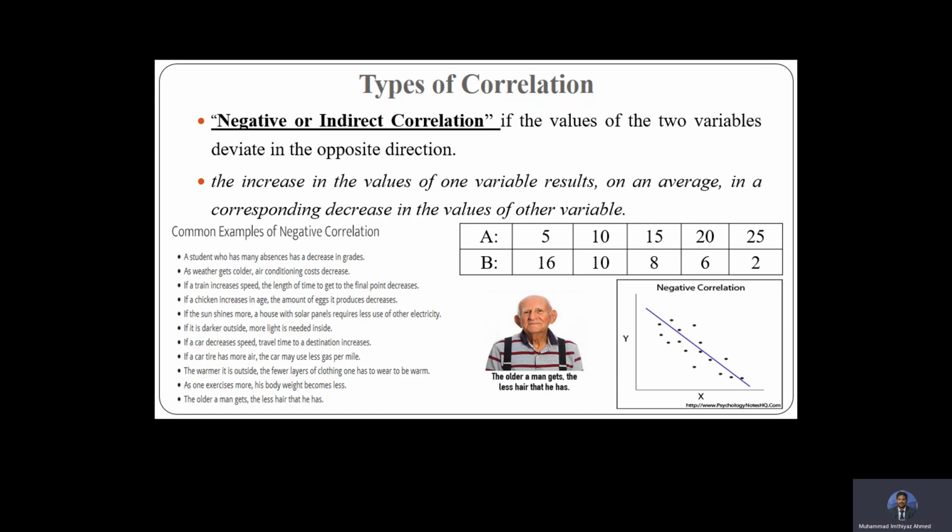One. Second example, weather gets colder, air condition cost decreases. Now if you want to buy AC, don't go in summer. You go in winter time, it will be cheaper. Am I correct? Am I right? You go to Lulu or Carrefour, right? Summer time, if you want to buy, cost will be more. But winter time, rate will be less, because no demand. Demand more, price will be more, we know very well. When there is no demand, they will give offers. You got the point?